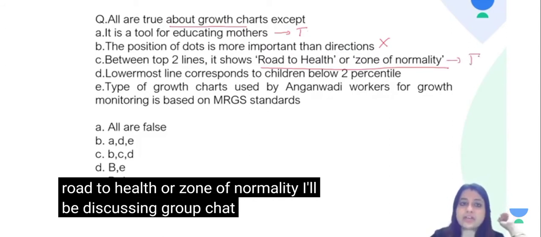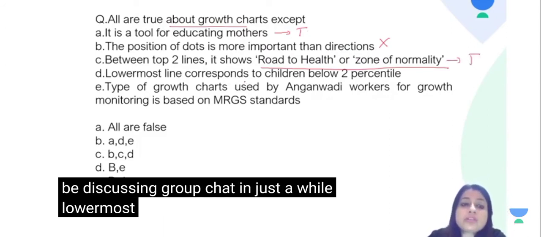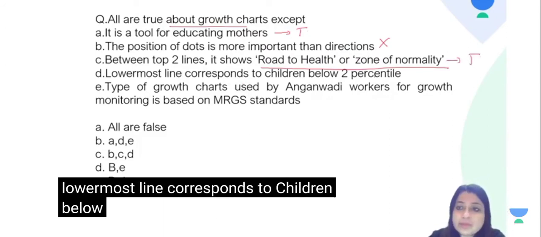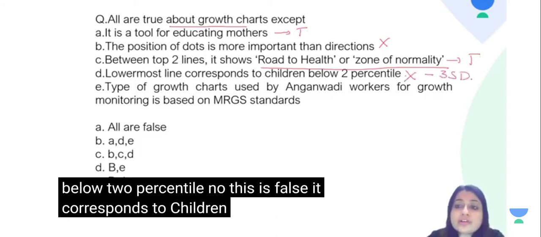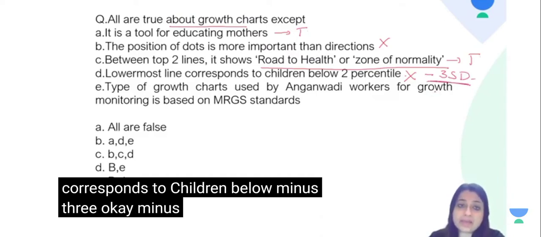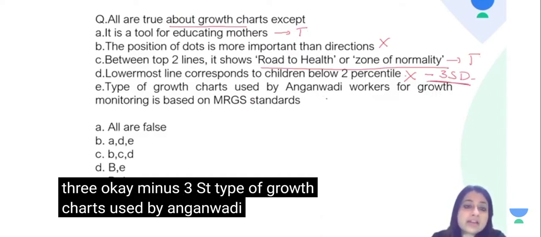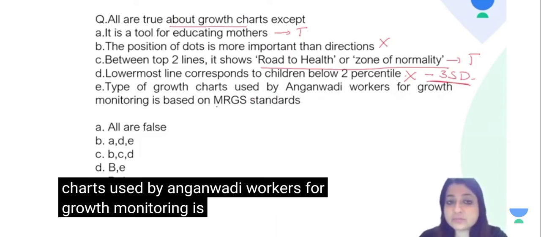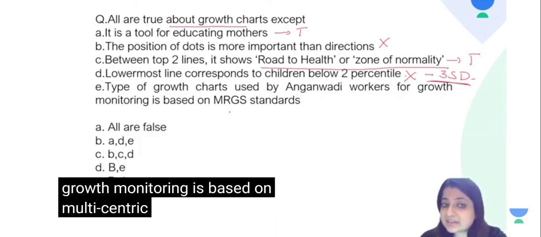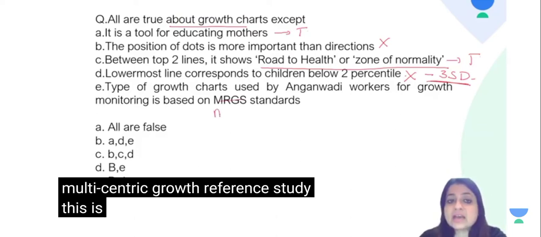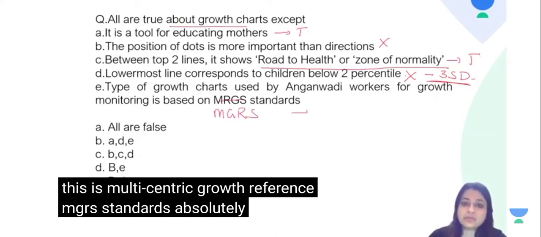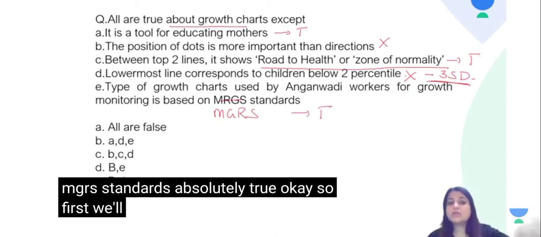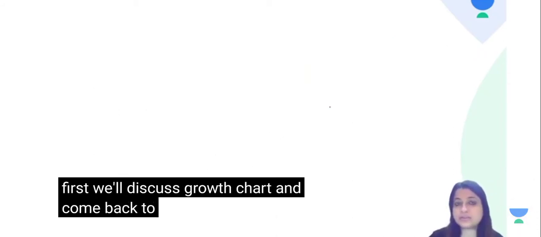I'll be discussing growth chart in just a while. Lowermost line corresponds to children below 2 percentile. No, this is false. It corresponds to children below -3 SD. Type of growth charts used by Anganwadi workers for growth monitoring is based on multi-centric growth reference study. This is multi-centric growth reference, MGRS standards. Absolutely true. Okay, so first we'll discuss growth chart and come back to this again.